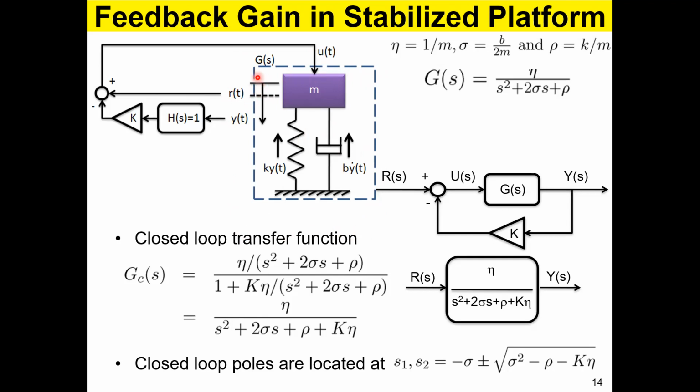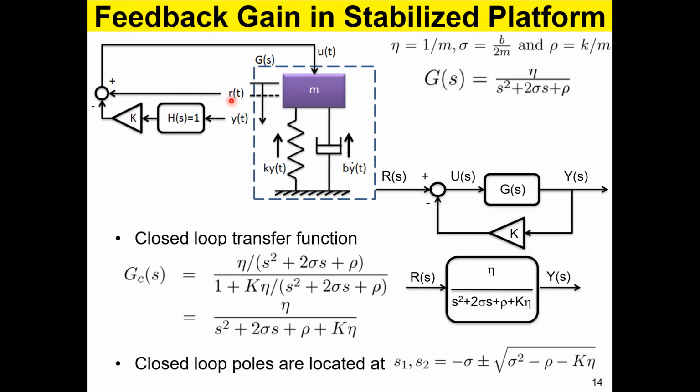Now I put a level sensor here, which precisely gives me the position of the mass, and I send it through a gain. And this is the summing point, and this is my reference, R(t). So I'm going to change R(t) to 2.5 millimeter, 0.25 millimeter, minus 1 millimeter, whatever it is.